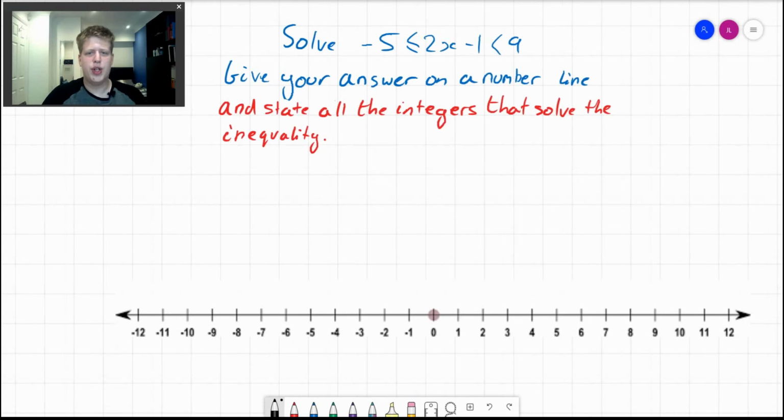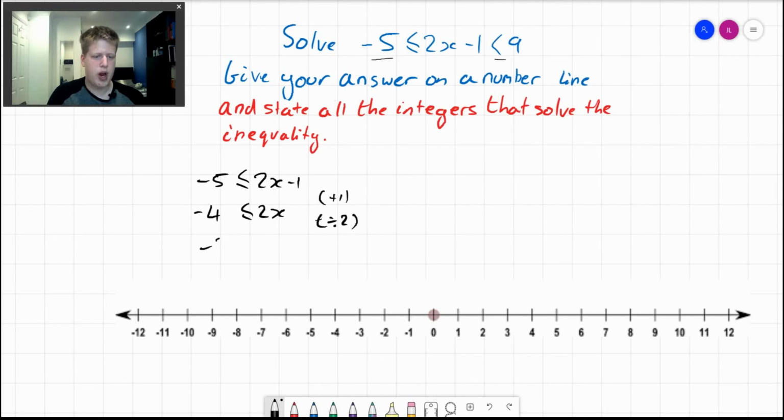The final question looks at when you have this double inequality, where 2x minus 1 is both greater than or equal to -5, and less than 9. So, the way to solve this is to split it into two parts. The first part is that -5 is less than or equal to 2x minus 1. So let's solve this. We're going to add 1 to both sides, so we get -4 is less than or equal to 2x, and then divide by 2. So we know that -2 is less than or equal to x. And that's our first inequality.